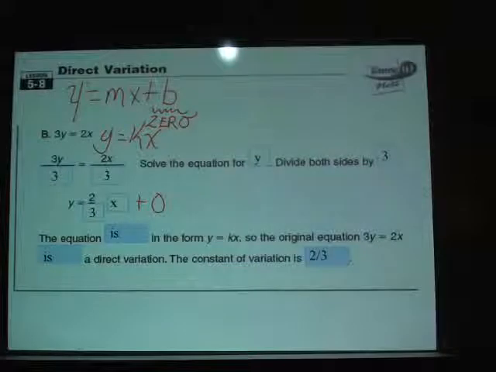Adding 0 to something always gives me exactly what I had. 3 plus 0 is always 3. 7 plus 0 is always 7. X plus 0 is always x.